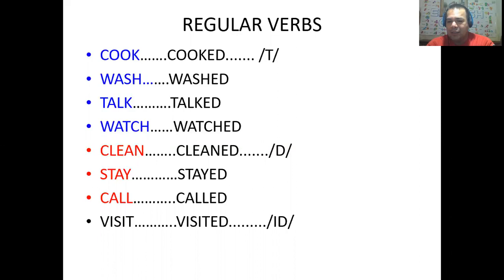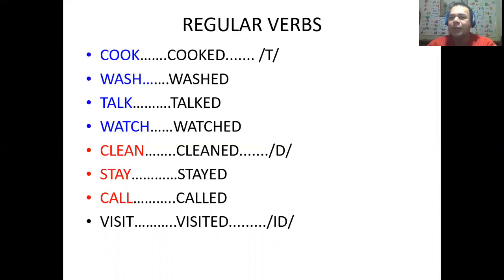So the pronunciation in the regular verbs, okay, we have three. So the first one is like the T, explosive T, all right, like cooked. Then we have washed, talked, and watched. All right, if you listen very well, there is an explosion in the T, right? Like cooked, washed, talked, watched. All right, so that's the first sound of these regular verbs.